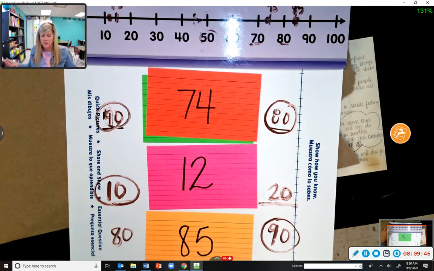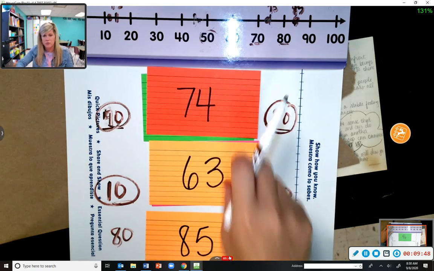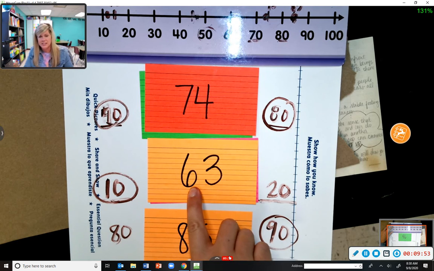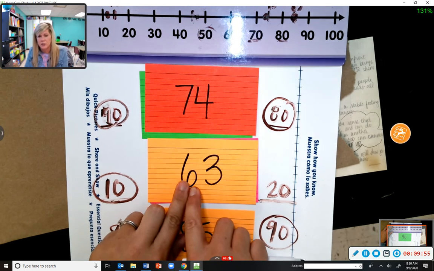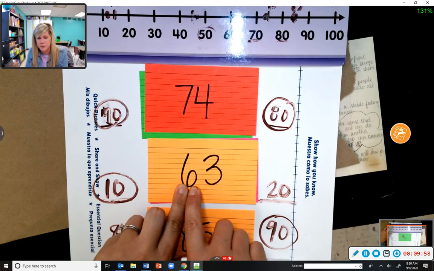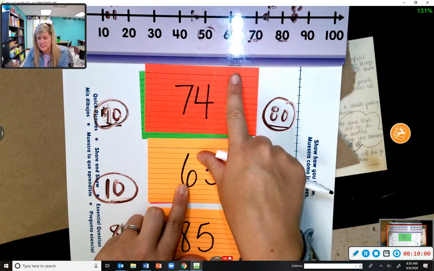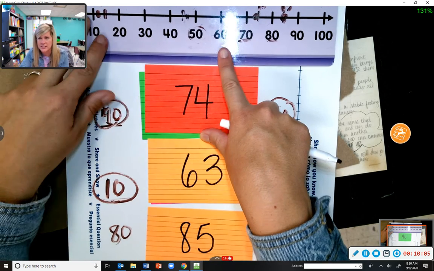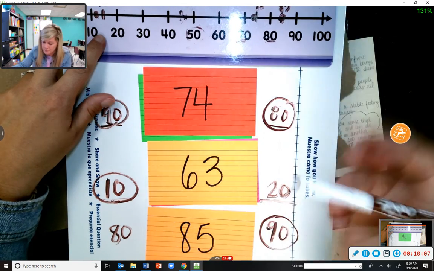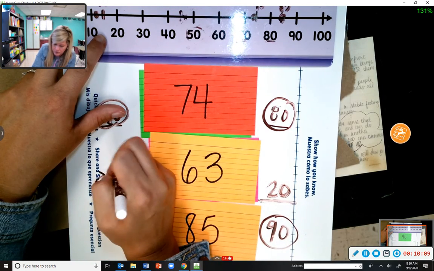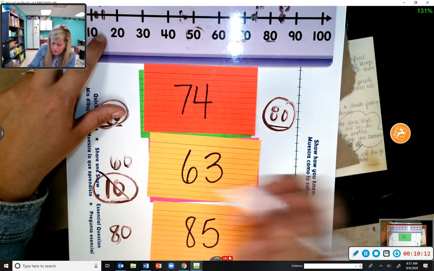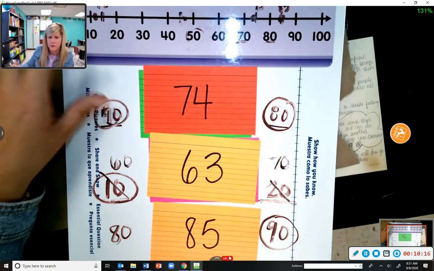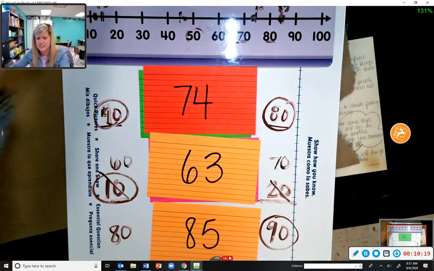Okay? Next one, 63. So the 6 at the beginning clues me in again on what place I should start. I should start with the 60s on my number line. So 63 is going to be between 60 and 70.